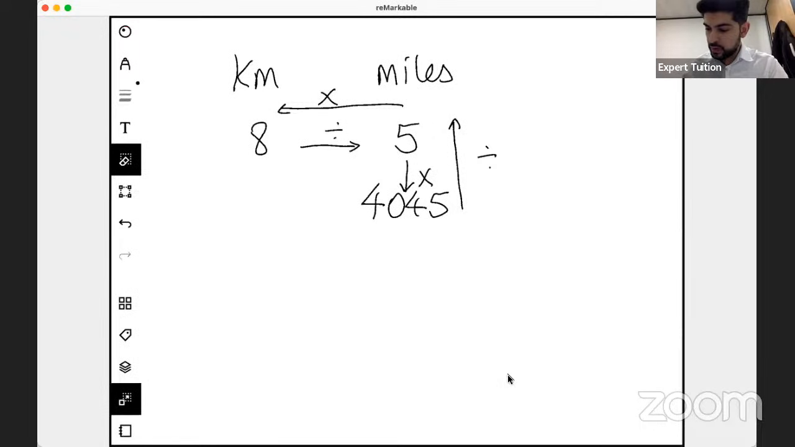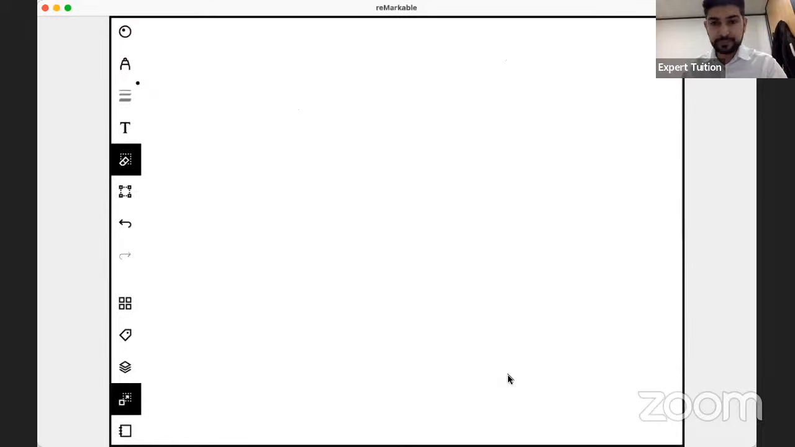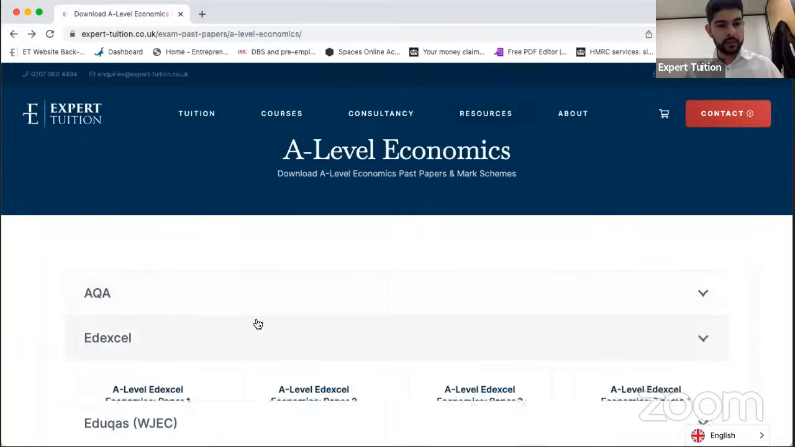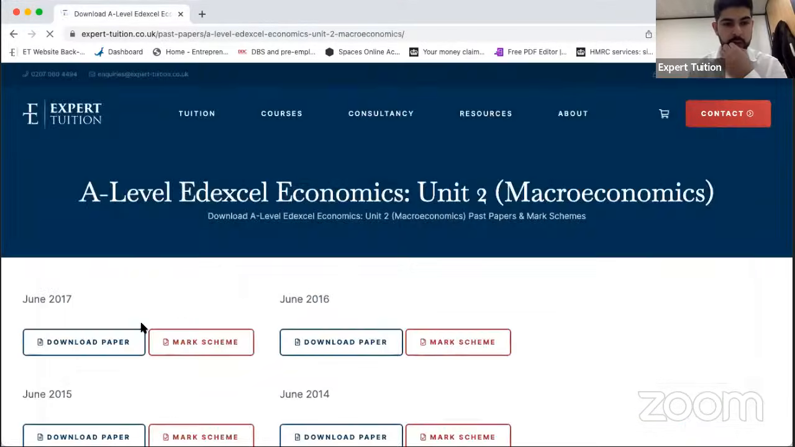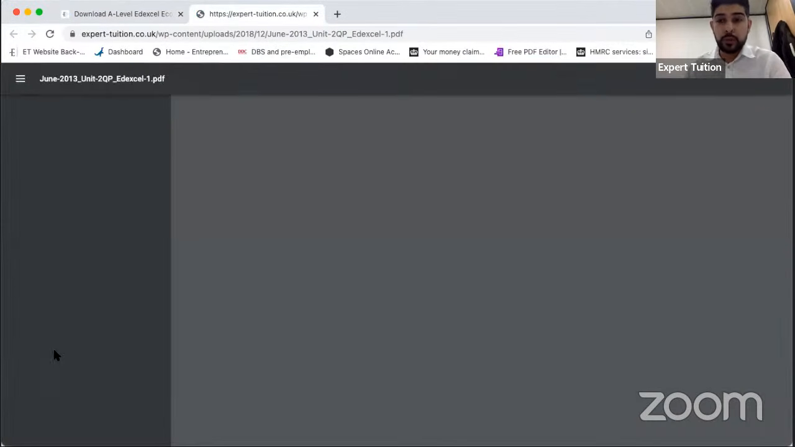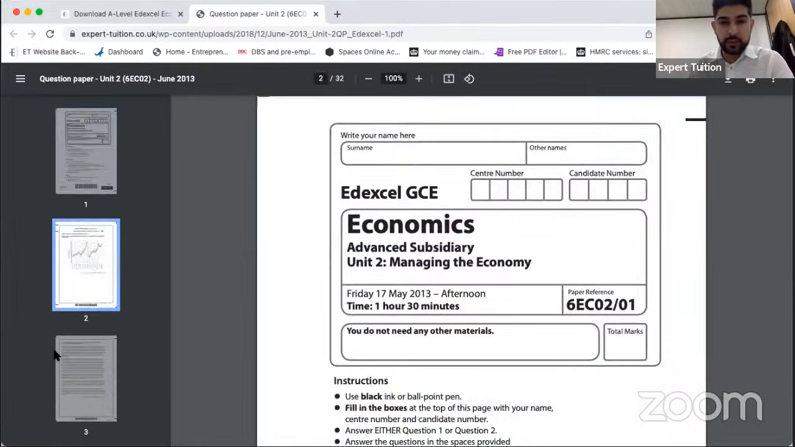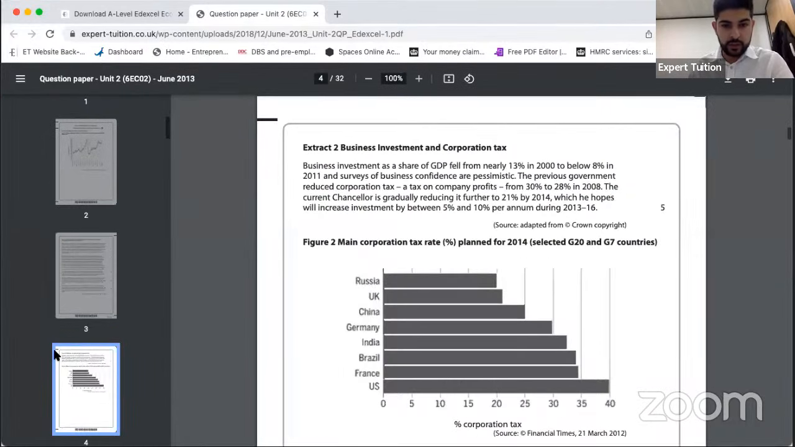I want to take you through the old spec, Unit 2, June 2013, question 1A, sorry. So let me just share screen. Okay, let's have a go. Unit 2, old spec, June 2013. Right, so it's a very plausible 5-mark question that you could get in your data response, which looks a little bit like this. So hopefully you can all see this.